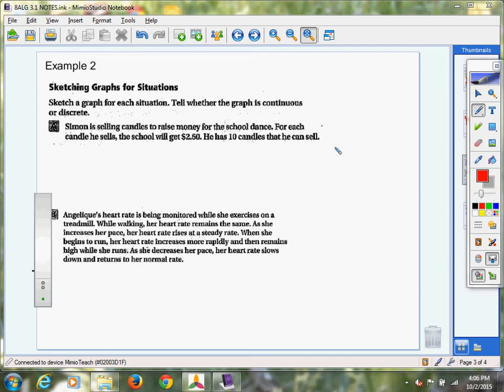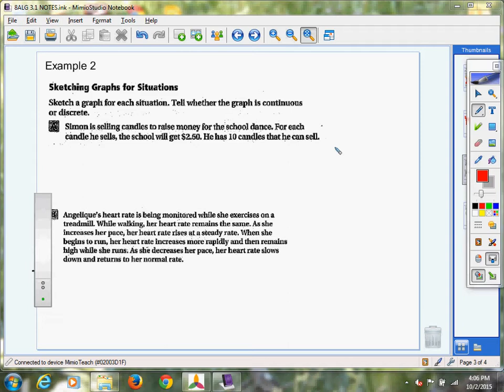Algebra students, we're going to jump into 3.1 example 2, and now we're actually going to sketch the graphs for the given situation. So remember from example 1, they gave us the situation and had us match up the graph to that situation. Now we're not going to have any help. We're going to sketch a graph and then determine whether that graph should be a continuous graph or a discrete graph. So let's talk about it for just a second.